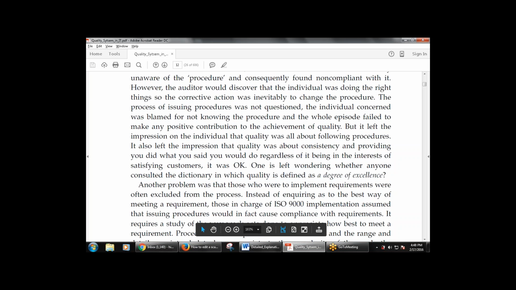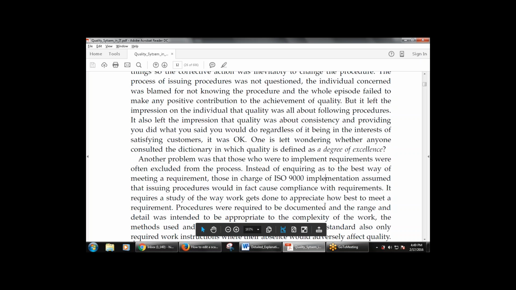Another problem was that those who were to implement the requirement were often excluded from the process. Instead of inquiring as to the best way of meeting a requirement, those in charge of the ISO 9000 implementation assumed that issuing procedures would in fact cause compliance with the requirement. It requires a study of the way work gets done to appreciate how best to meet a requirement. That is, what is the best technique or what are the various procedures used to meet a requirement.